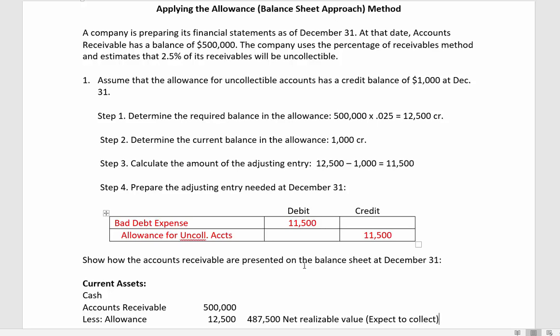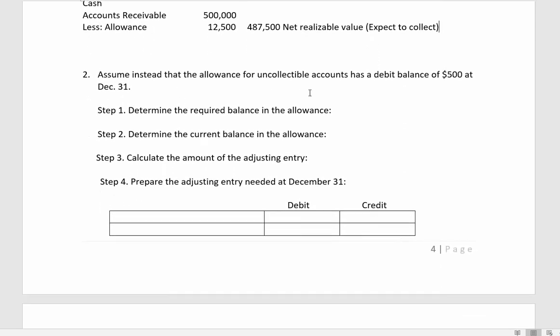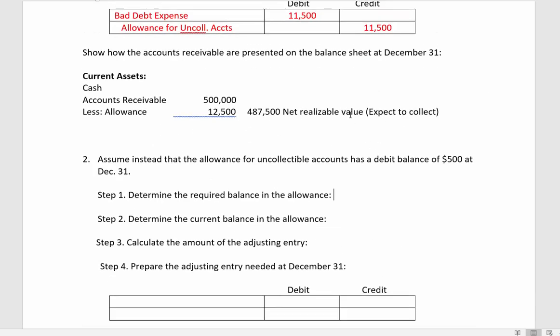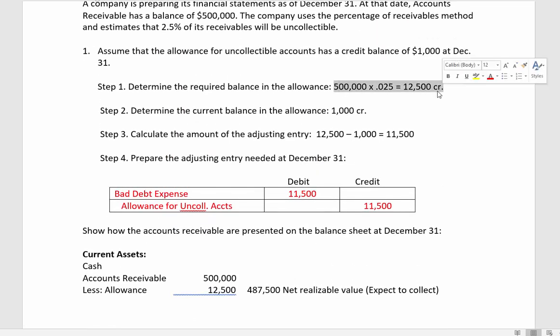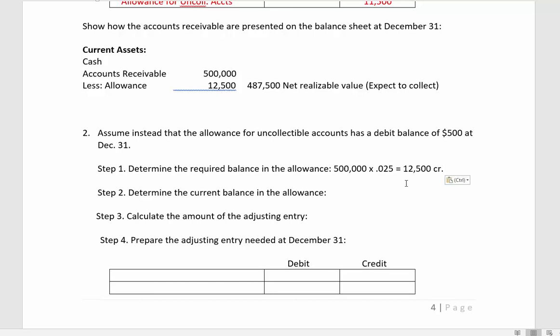Okay. All right, so that is how you treat the allowance when you have a credit balance to begin with. Now let's look at the same situation when we have a debit balance to start with. Assume the allowance has a debit balance of $500 at December 31st instead of a credit. The required balance is going to be the same as it was before. Just going to copy that and put it here. Our required balance is still $12,500.